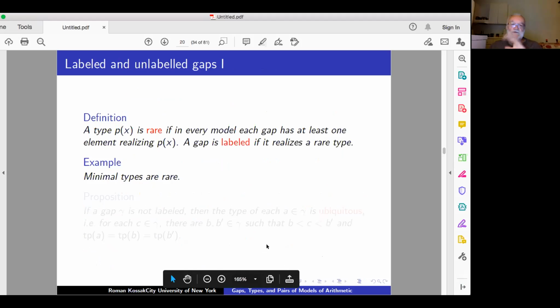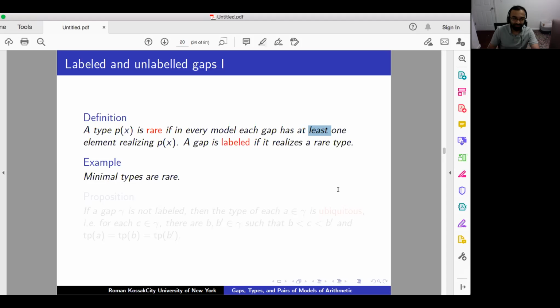Okay, so now there is more about this construction. There is something about different types of types, and a type p(x) is rare if, in every model, each gap has at least, oh, this is terrible what I said here. This should be at most. Well, just at most.